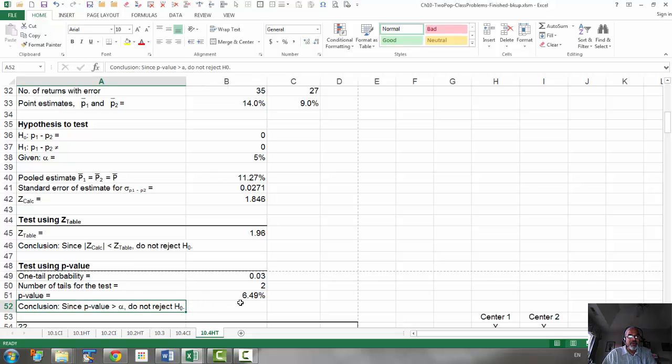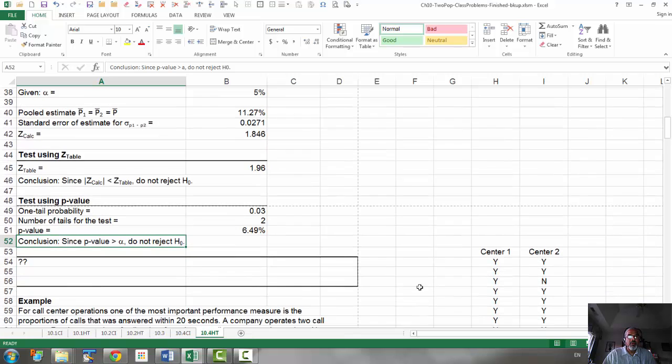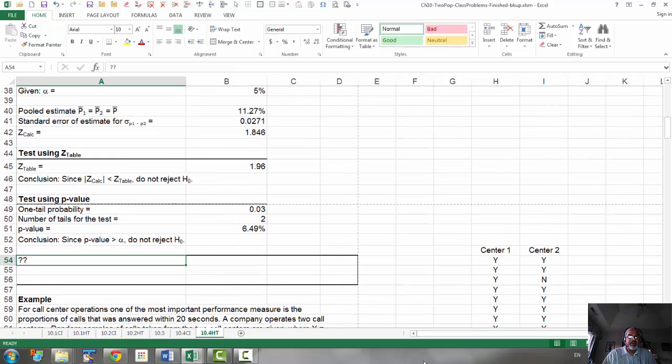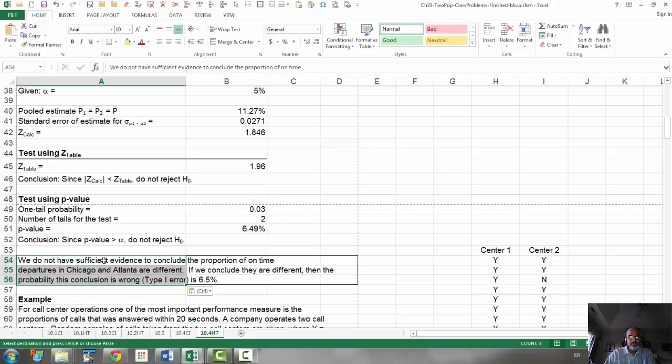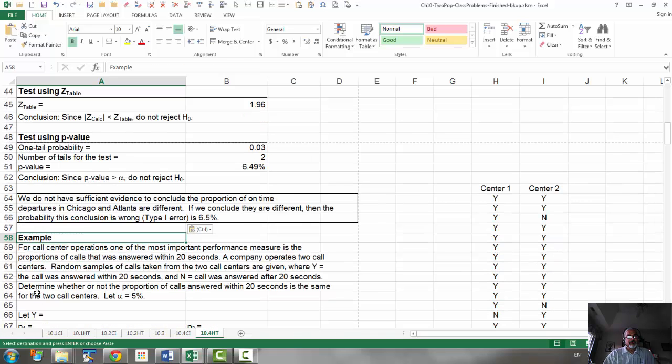So since p-value is greater than alpha, do not reject. So same conclusion. Then we can provide an interpretation that we do not have sufficient sample evidence to conclude they are different. If we did conclude they are different, this is the probability of committing type 1 error. So that's the interpretation.